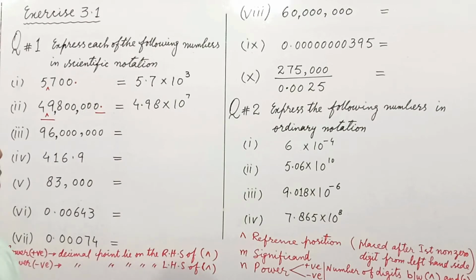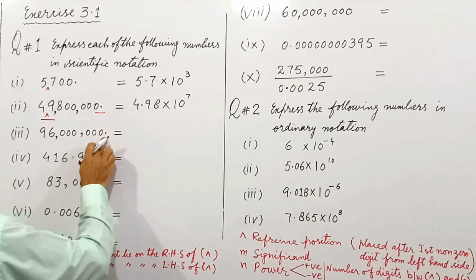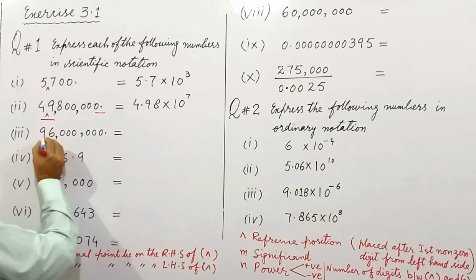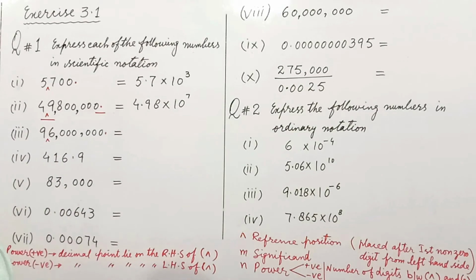The idea is very simple. Again, we locate the original position of the decimal point. If there is no decimal point written, the decimal point will lie after the last digit in such numbers. So we place the reference position after the first non-zero digit from the left hand side, which will help us to determine not only the significand but also the power of 10.